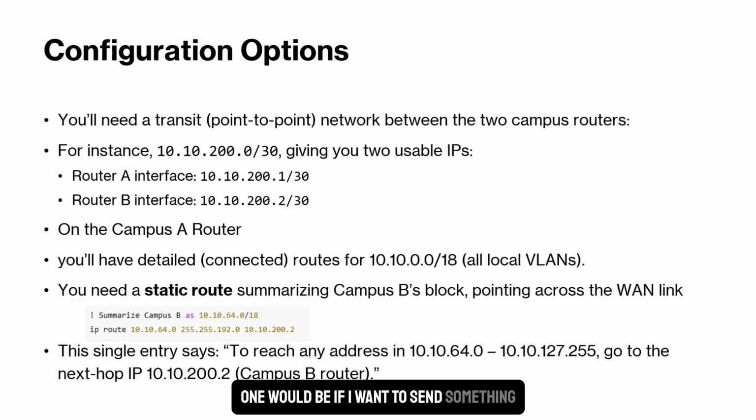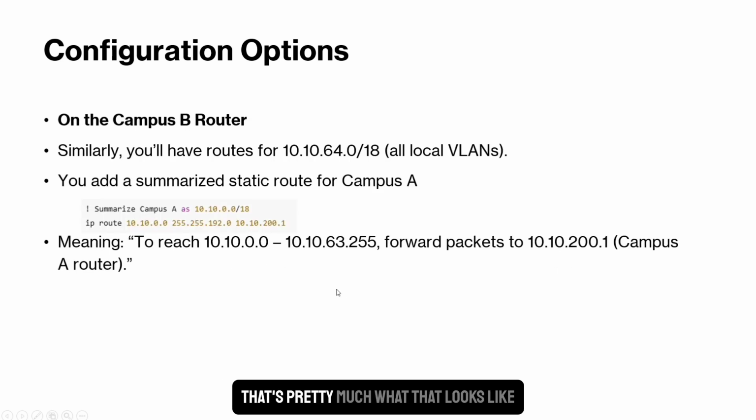One would be, if I want to send something locally that's on the campus B side, I say, okay, campus A, you go on that side. And for campus B, you come on this side. And anything that has to go to the internet is a default route, which is anything not included. That's where the 0.0.0.0 comes in, you can go outside to the internet to get to everything outside. That's pretty much what that looks like.